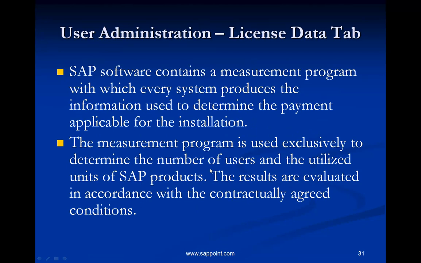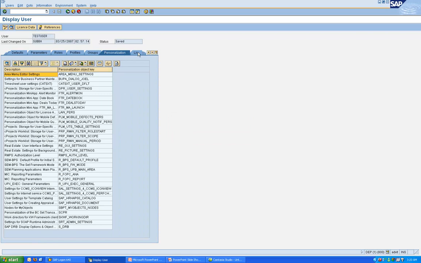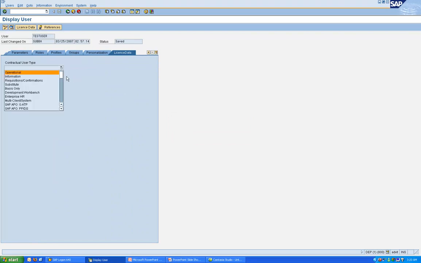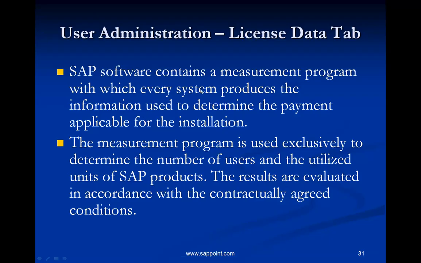The license data tab. Here you can maintain what license type is being used for the particular user ID. SAP software contains a measurement program with which every system produces information used to determine the payment applicable to the installation. The measurement program is used exclusively to determine the number of users and the utilized units of SAP products. The results are evaluated in accordance with the contractually agreed conditions.